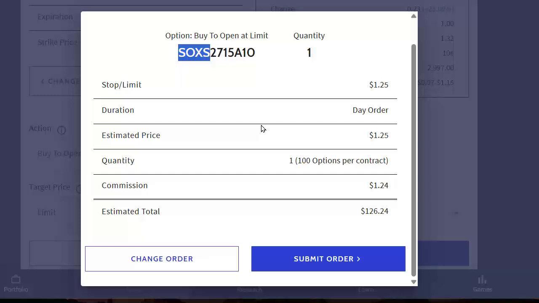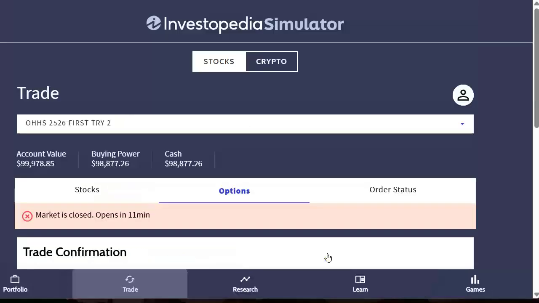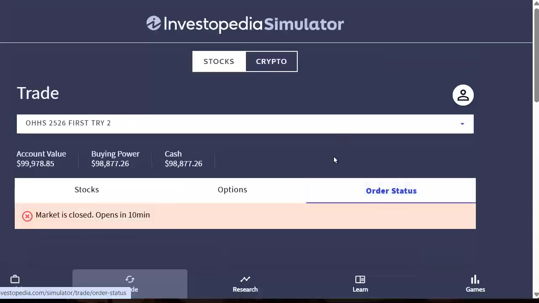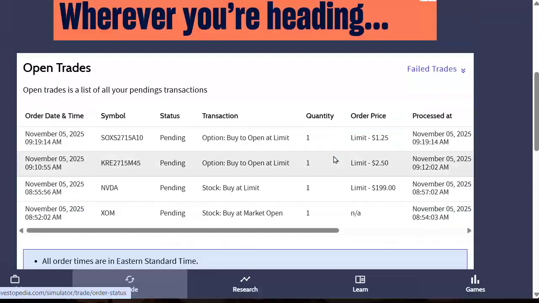You could think of this as just making a bet, but we know our total loss, and that's what we want to know. And we have to be willing to lose that, which is $126.24. So we're going to submit our order. It should say our order is in. We can check our order status here, and it should show us our orders that are pending.